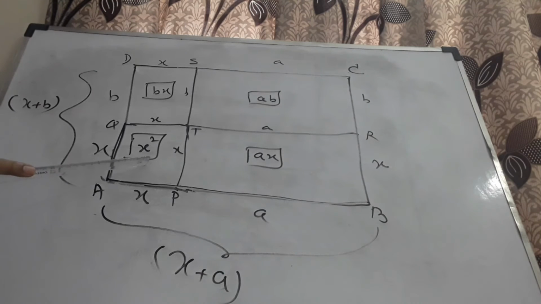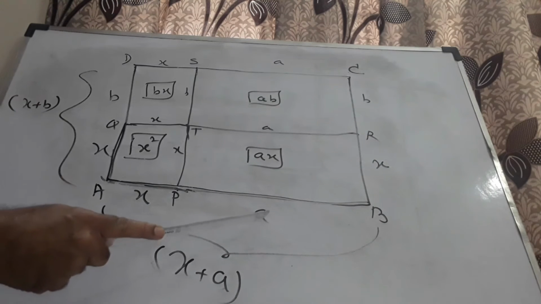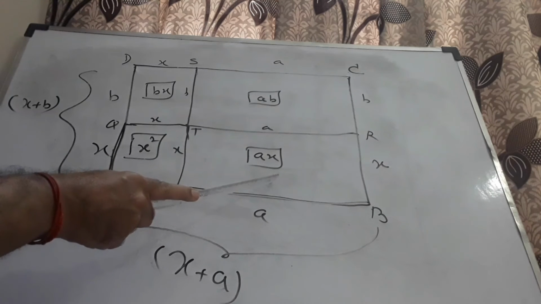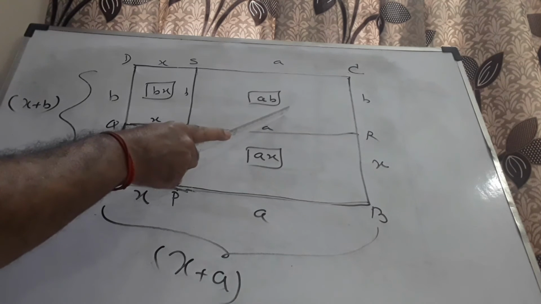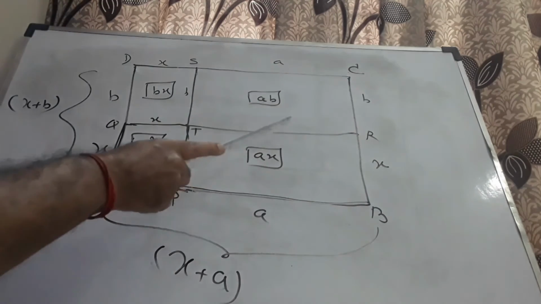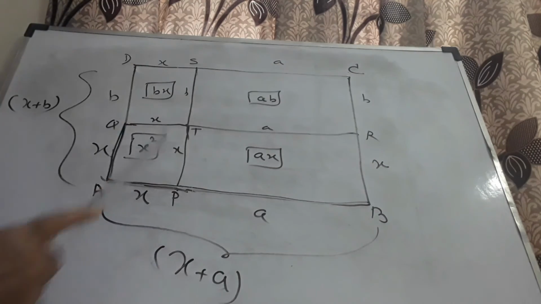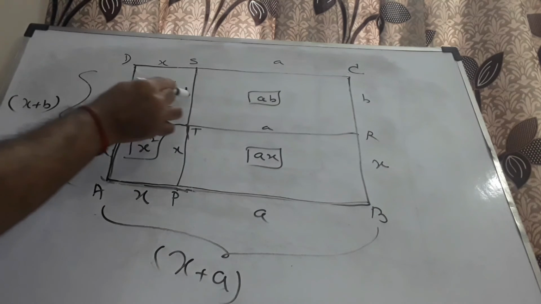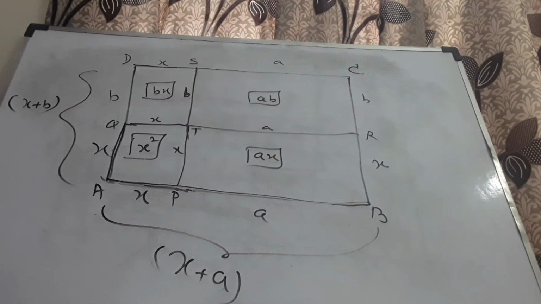One is a square of side x units, which is of area x². One is a rectangle of dimensions a and x, area is ax. One is a rectangle of dimensions a and b, area is ab. The last one is a rectangle of dimensions b and x or x and b, whatever it may be.